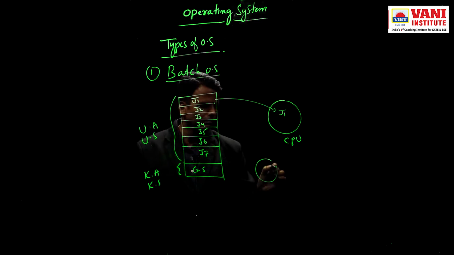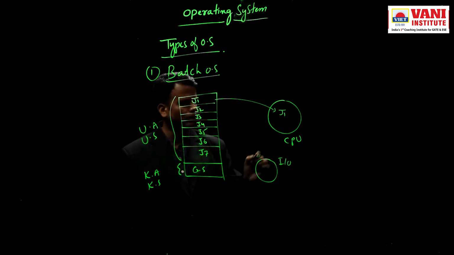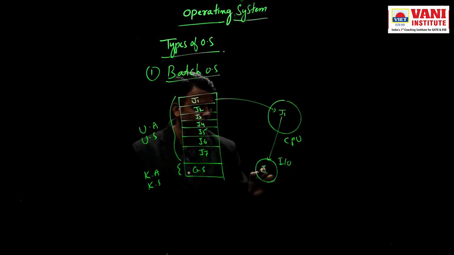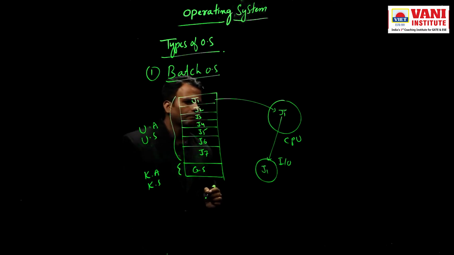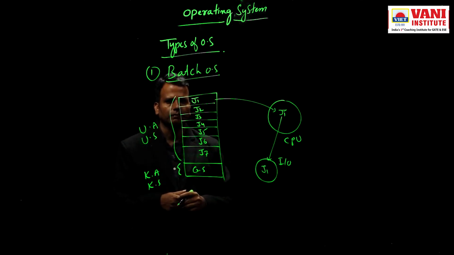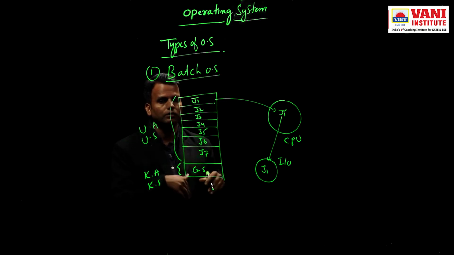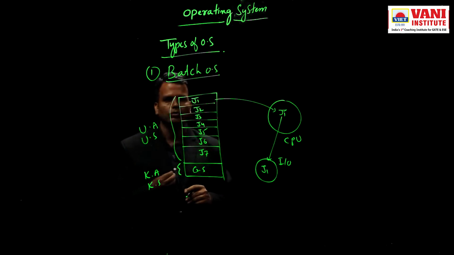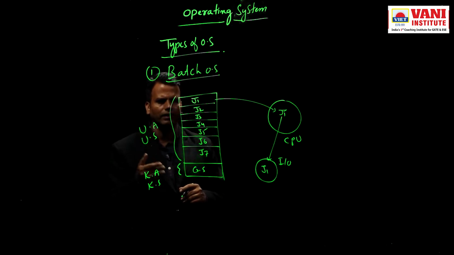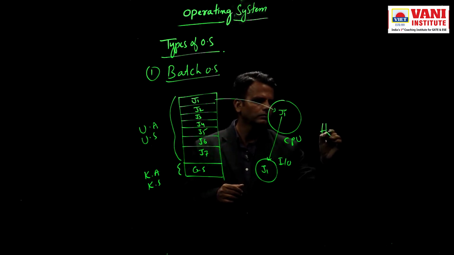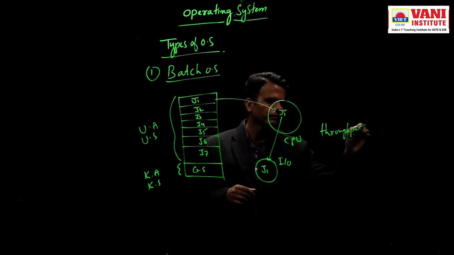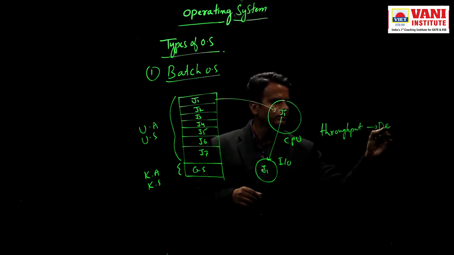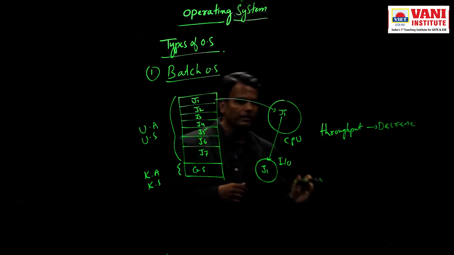After some point of time, job 1 is going for IO. Then what will happen? CPU remains idle. How long does the CPU remain idle? Unless job 1 finishes its execution completely, the operating system will not schedule another process. If the CPU remains idle, throughput will increase or decrease? Definitely decrease. This is the main thing.